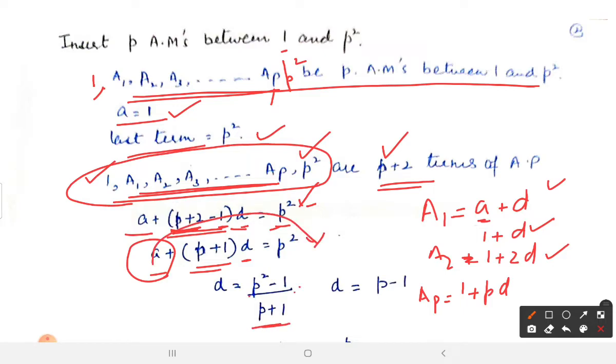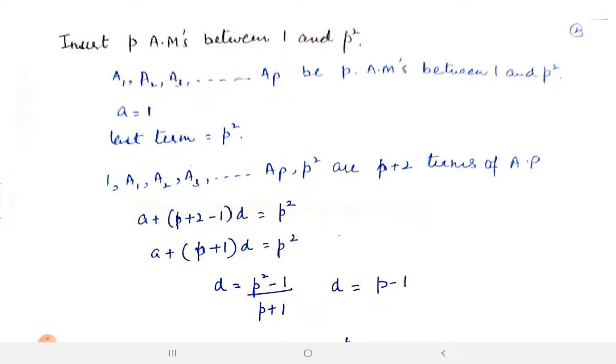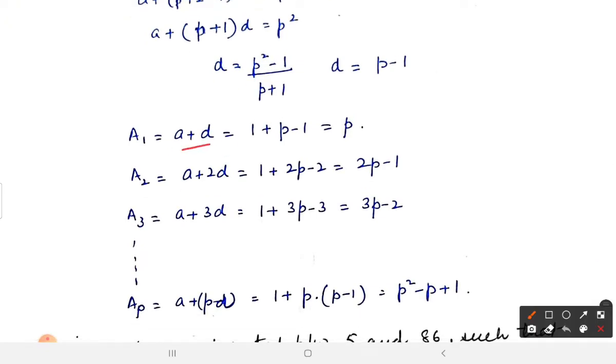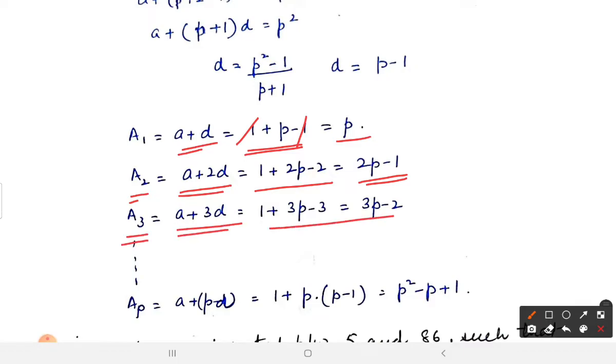A square minus B square is (A minus B)(A plus B). So (P minus 1)(P plus 1) divided by P plus 1. So P plus 1 cancels with P plus 1. We are left with P minus 1. So we have D as P minus 1. So A1 as A plus D. So it is 1 plus P minus 1. So 1 cancels with 1. So we have P. A2 as A plus 2D. So we have 1 plus 2P minus 2. So we have 2P minus 1. A3 as A plus 3D. So we have 3P minus 2 and AP as 1 plus P times D.